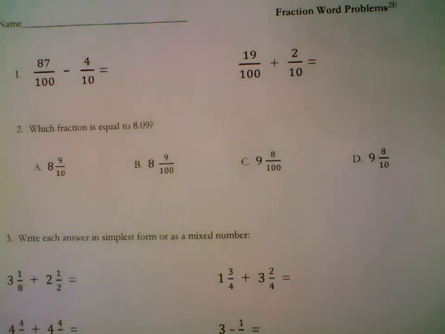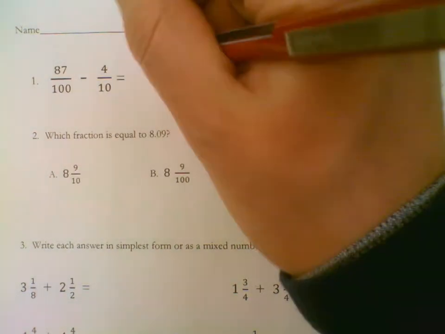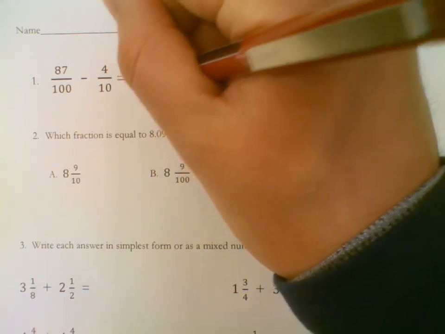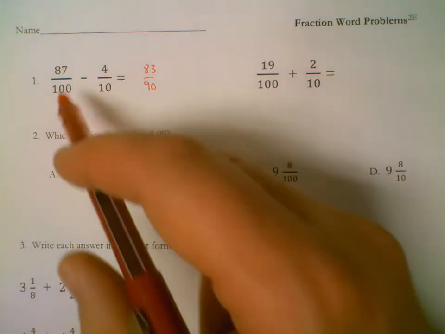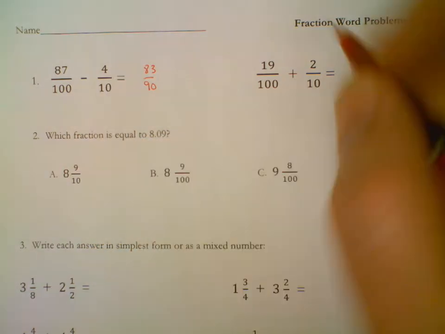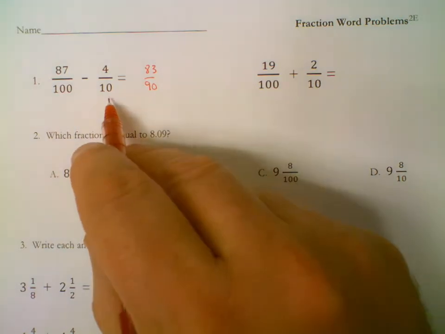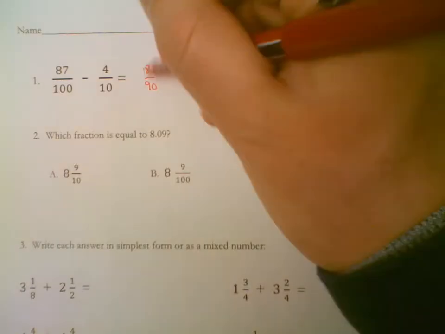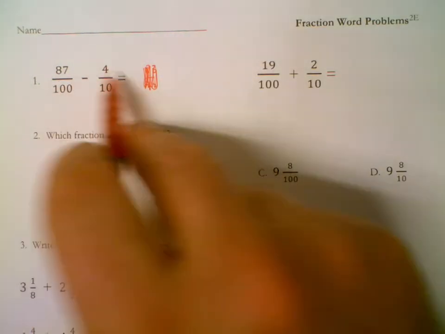87 hundredths minus 4 tenths. Well, I'll tell you what you guys would have done at one point. 83 and 90, right? Is that the right answer? No, you can't add or subtract unless you have what? Common denominator. So this is out of 100, this is out of 10. These are big slices. These are really small slices, okay? So instead of doing that, what if we made it so they have the same denominator on both sides?